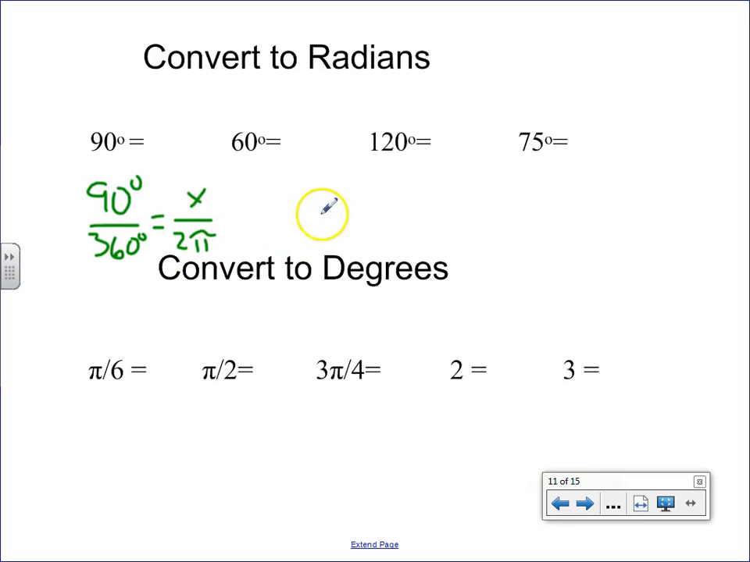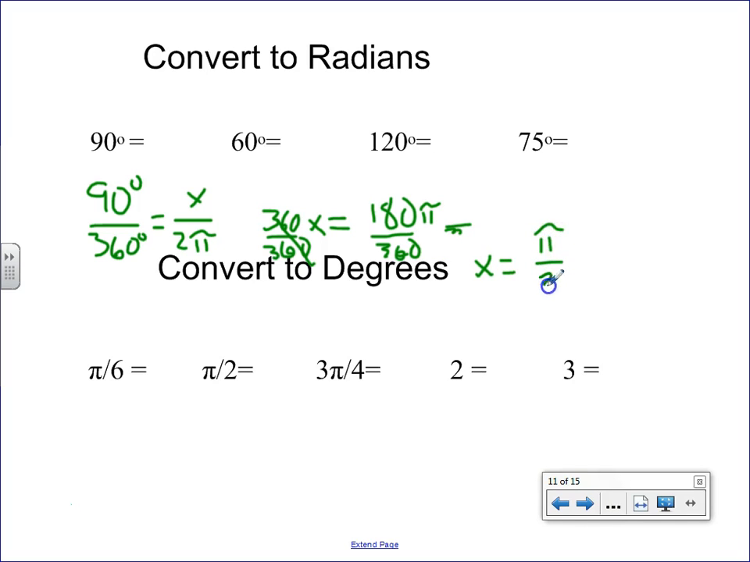So 360x equals 180 pi. And we want to keep this all in terms of pi. So we solve for x, we divide by 360. Divide by 360, and 180 pi divided by 360 would give us pi over 2. So in terms of pi, 90 degrees is pi over 2 radians.